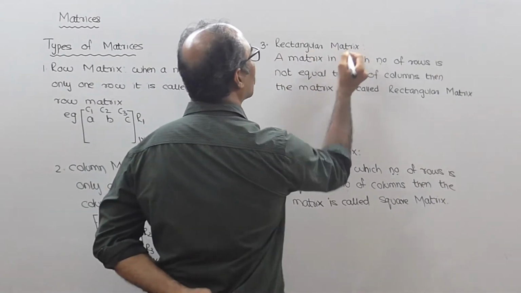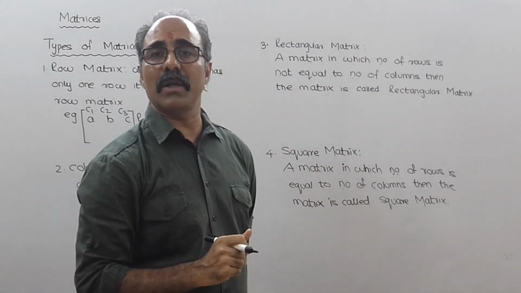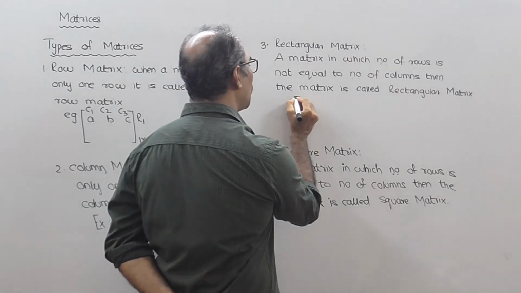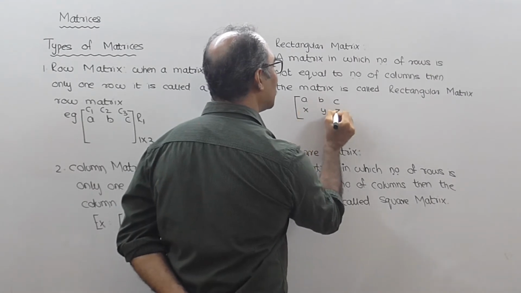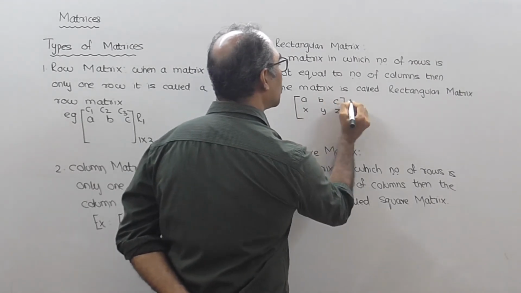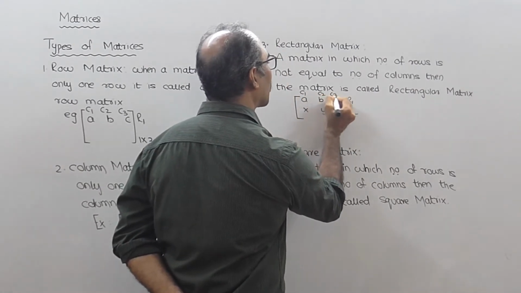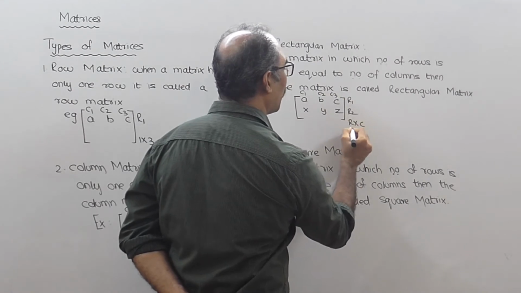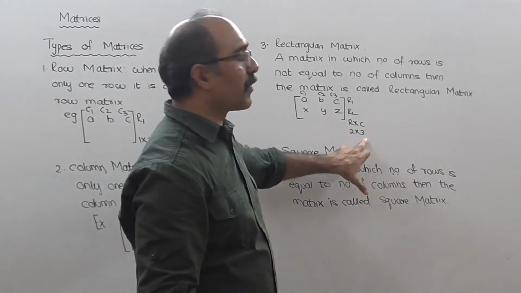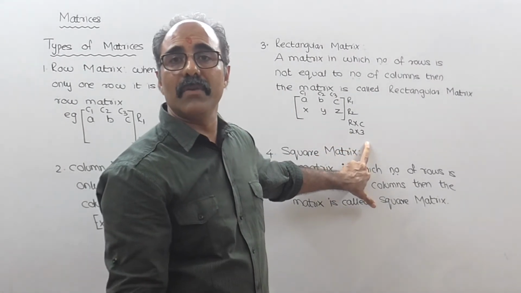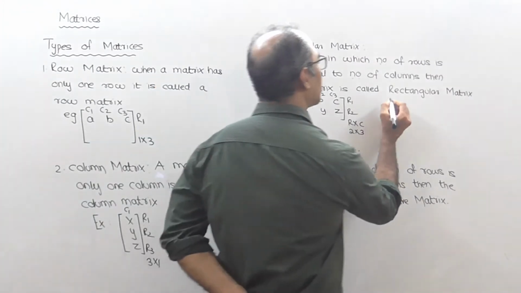Next is rectangular matrix. A matrix in which the number of rows is not equal to the number of columns is called a rectangular matrix. So now suppose you have a matrix which is A, B, C, X, Y, Z. How many rows does it have? This is 1 row, second row. How many columns? 1 column, second column, third column. This is a matrix of the order 2 by 3 because there are 2 rows and 3 columns. Is the number of rows equal to the number of columns? No. If the number of rows is not equal to the number of columns, it is called a rectangular matrix. Let's take another example.